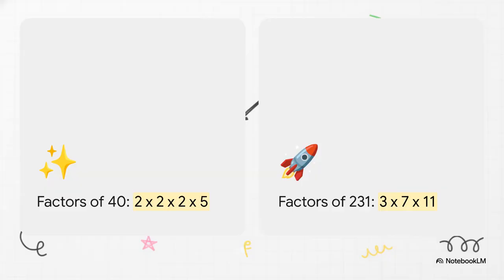But now let's see how this looks with a totally different pair, 40 and 231. The prime factors of 40 are 2, 2, 2, and 5. The prime factors of 231 are 3, 7, and 11. Are there any common primes here? None at all. Their prime factors are completely different. This brilliantly illustrates a true coprime relationship. Even though both 40 and 231 are composite numbers themselves, relative to each other, they're perfectly coprime.